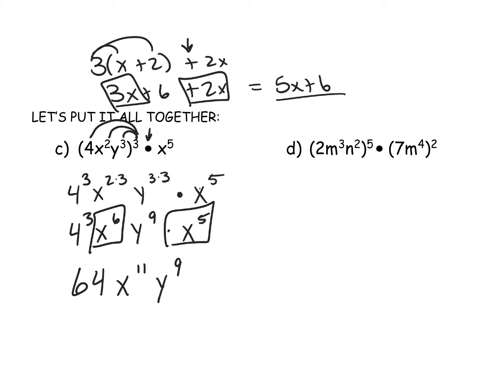Give the next one a try. Let's have the video pause, and I want each of you to try letter D here. So once we are trying this, we have to first distribute our exponent of 5 to each one here. So that's 2 to the 5th power, m to the 15th power, and n to the 10th power, times, this one also gets distributed, 7 squared times m to the 8th power.